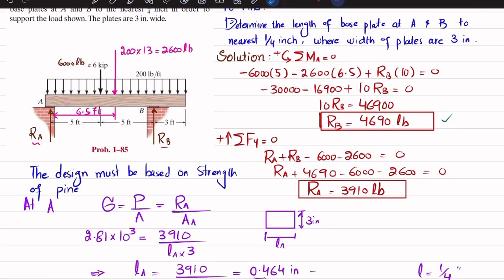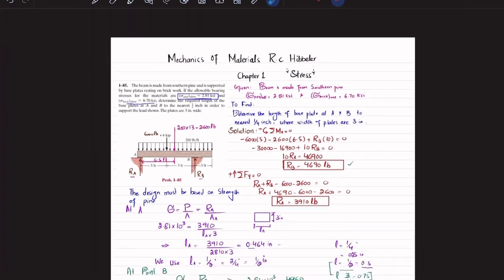So this length of this base plate should be half inch, clear, and this length of this base plate should be 3 over 4 inch. And that was all about this problem 1-85.